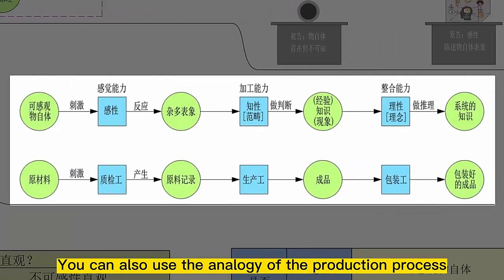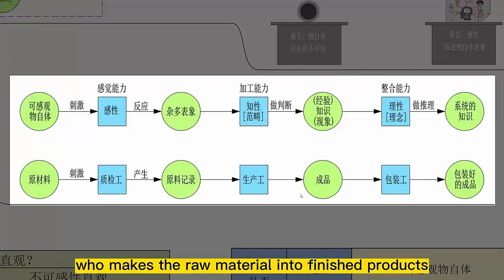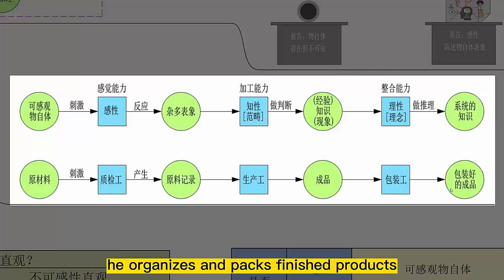You can also use the analogy of the production process. The thing in itself is like the raw material, the sensibility is like the quality inspector, who records the raw material truthfully. Understanding is like a production worker, who makes the raw material into finished products. Reason is like a packer, he organizes and packs finished products, but does not produce finished products.